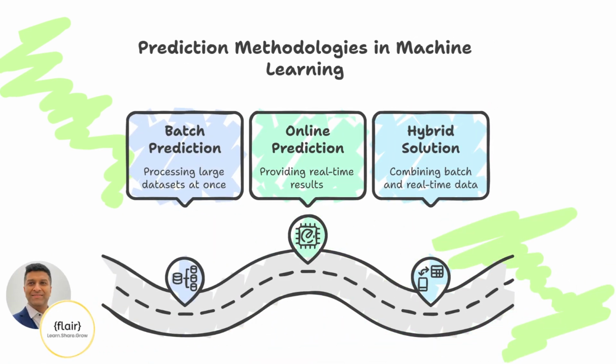Sometimes we even use hybrid solutions where common queries are pre-computed in a batch, but less common ones are handled in real time. This is a great way to strike a balance between speed and efficiency.